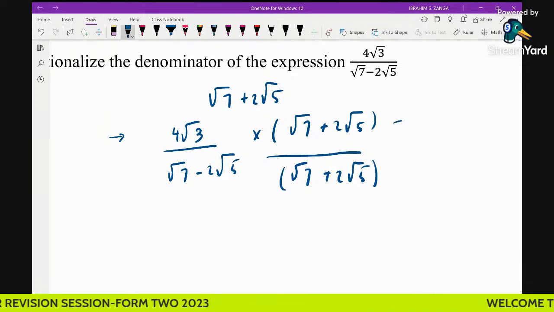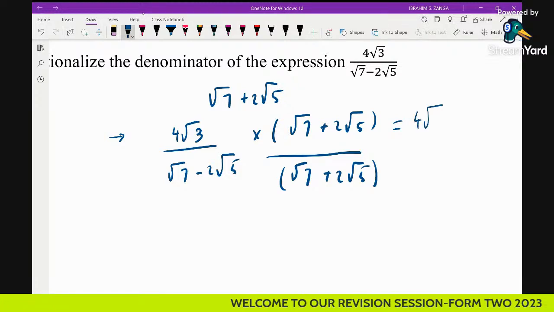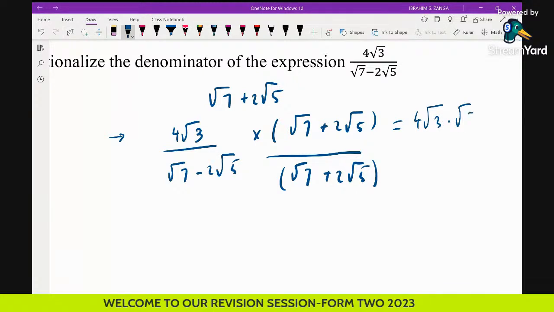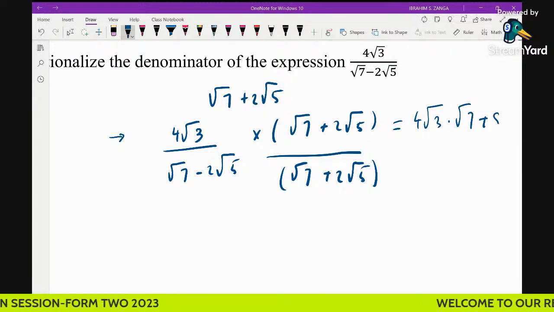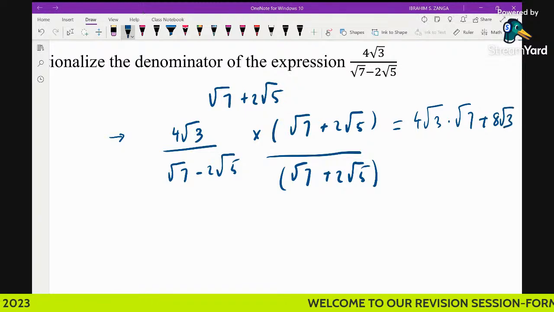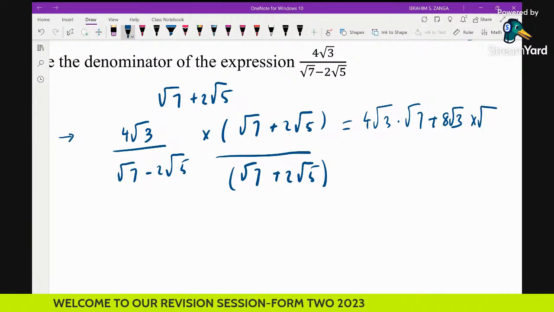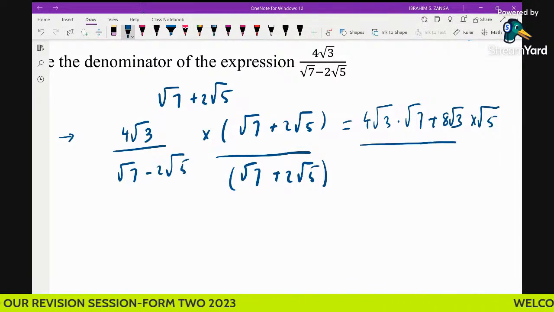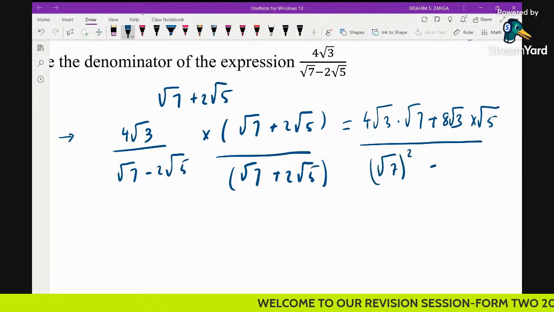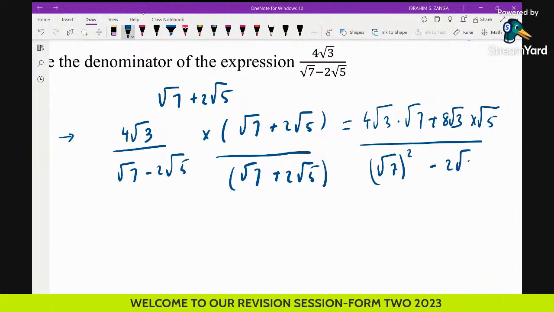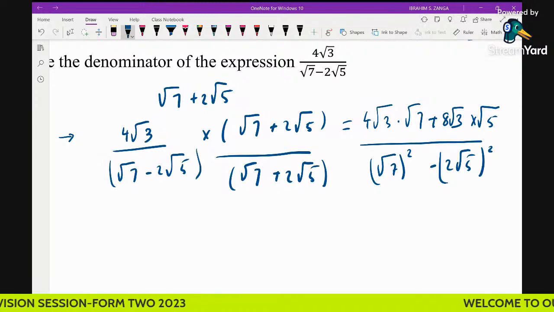So we are going to open the bracket. In the numerator, you have 4 root 3 times root 7, plus 4 times 2, it is 8, you have root 3 times root 5, divided by square root of 7 squared minus 2 square root of 5 squared. Here we used the difference of two squares, dear students.